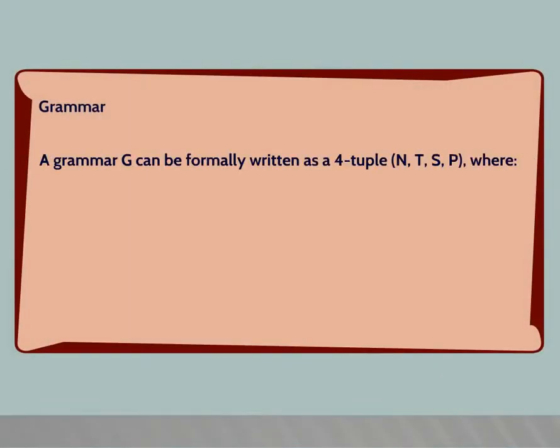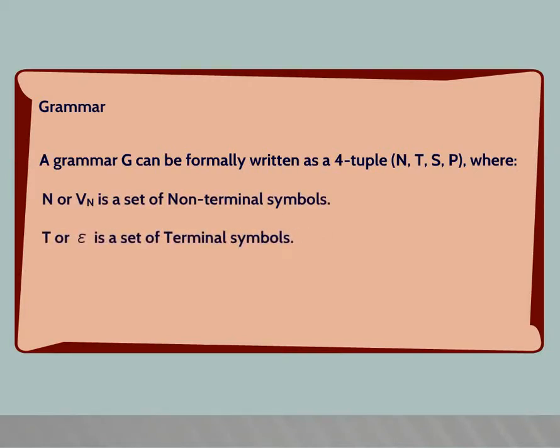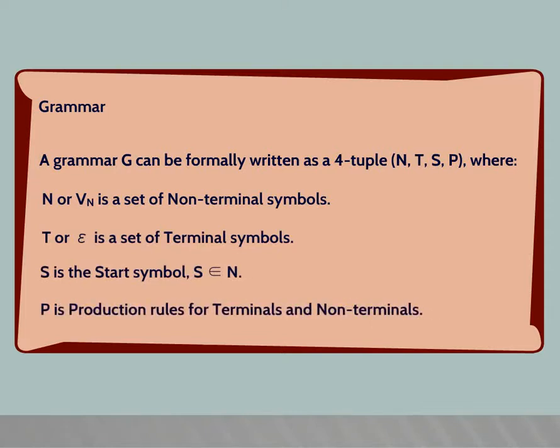Grammar. A grammar G can be formally written as a 4-tuple, that is N, T, S, P, where N or Vn is a set of non-terminal symbols, T or sigma is a set of terminal symbols, S is a start symbol, S belongs to N, and P is production rules for terminals and non-terminals.